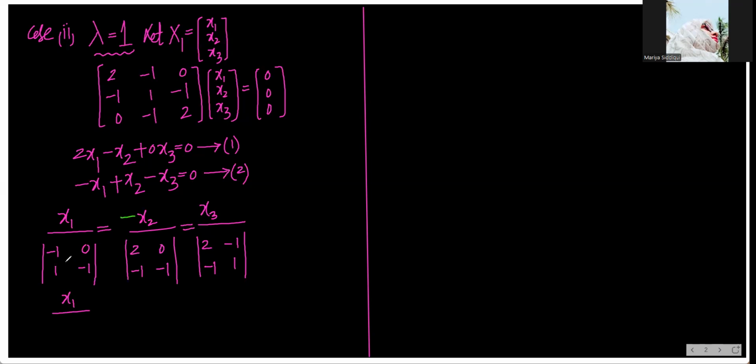x1 by minus into minus plus 1, 1 1, minus 0, I'm not writing. Minus x2 by 2 into minus 1 is -2, and the AD minus BC part I am not writing. x3 by 2 1s are 2, minus into minus plus 1. This implies x1 by 1, minus signs are cancelling here, x2 by 2, x3 by 1. Minus 1, 1. So capital X1, what are we getting?